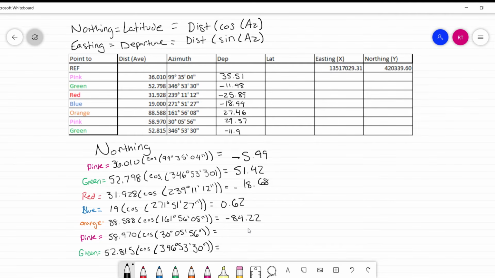For orange we get a negative 84.22. For pink, we have 51.02. And for green, we have 51.42. Same situation here with pink and green. Pink is going to be different because it's referencing a different backsite. Green will be the same because it's referencing the same backsite.